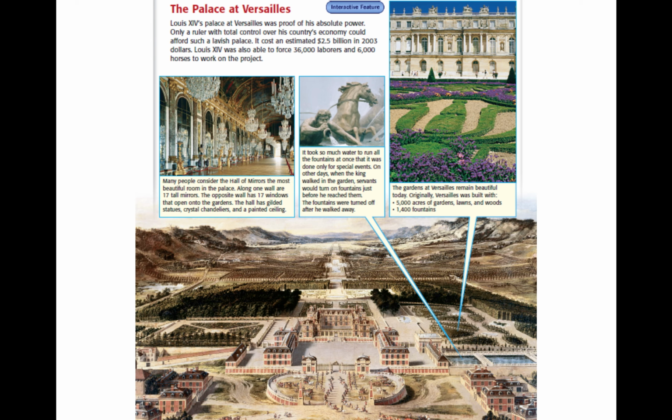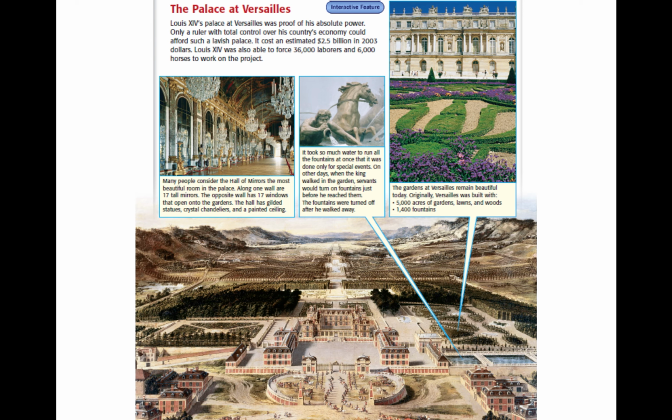You get the idea. You have crystal chandeliers. You have gold leafing on the walls. The whole ceiling is painted like a Renaissance temple. And in this time period, mirrors were incredibly hard to produce and very expensive, so even those were a sign of the wealth. It says it took so much water to run all the fountains at once that it was done only for special events. On other days, when the king walked in the gardens, servants would turn on fountains just before he reached them.